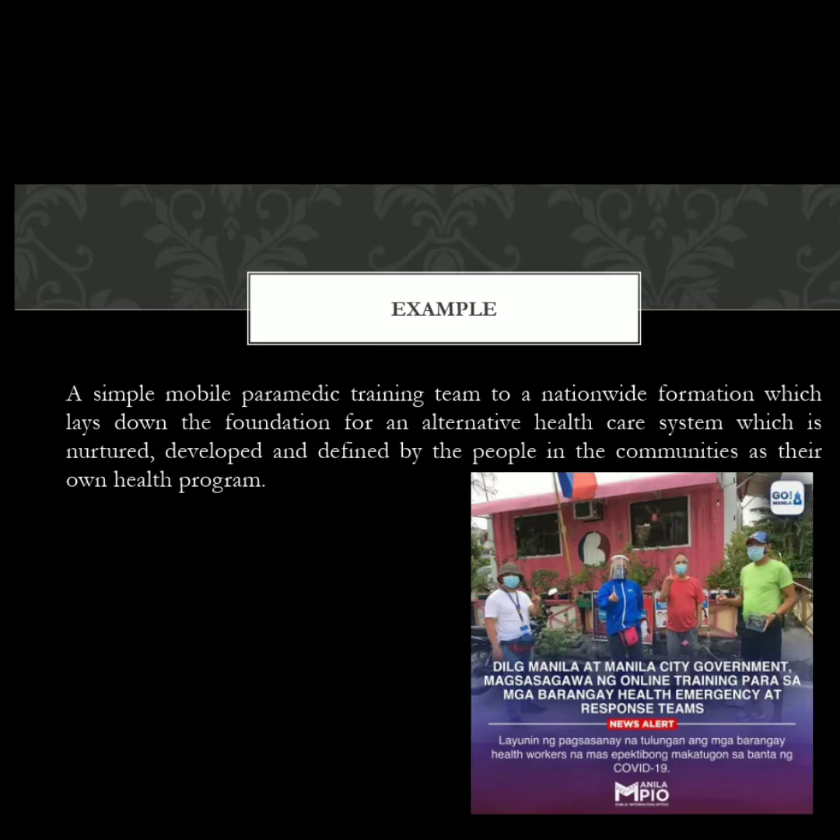Example: a simple mobile paramedic training team to a nationwide formation which lays down the foundation for an alternative healthcare system which is nurtured, developed and defined by the people in the communities as their own health program.